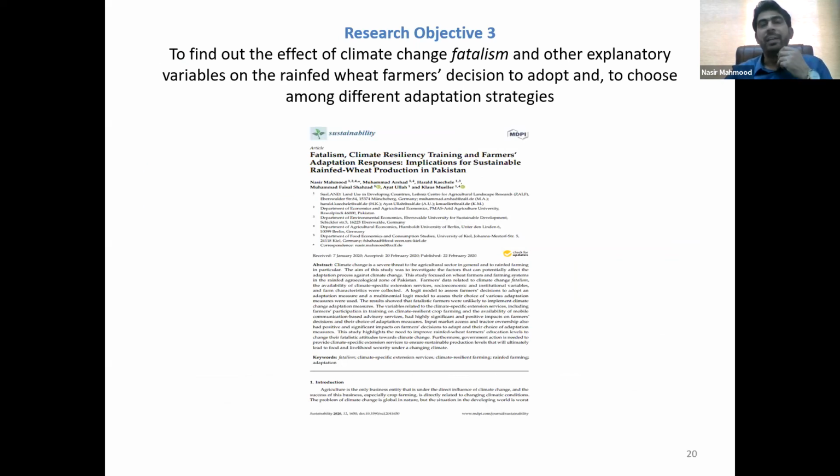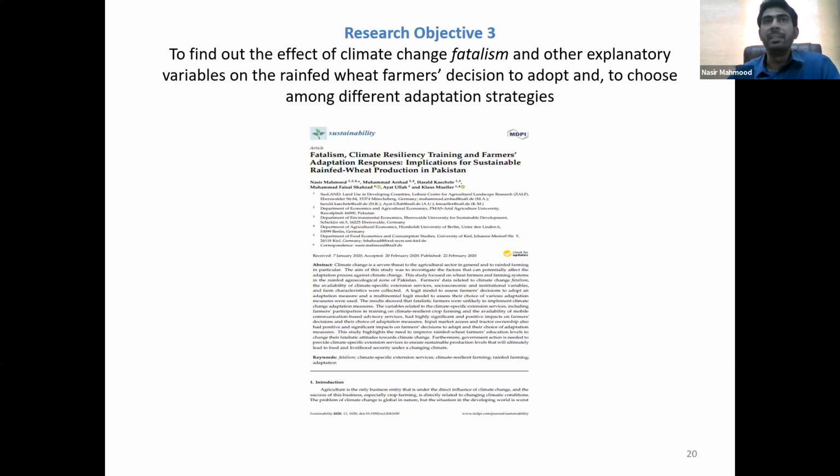Because we cannot deny the fact that these agronomic inputs play a significant role in getting the higher yield, but meanwhile, we cannot ignore the farmers' attitude, their behavior, their special psychological approach to decide whether they want to do an adaptation against the climate change or they don't want to do the adaptation.